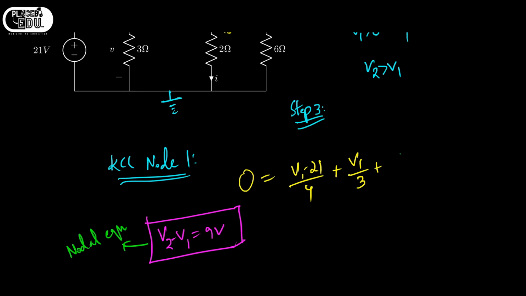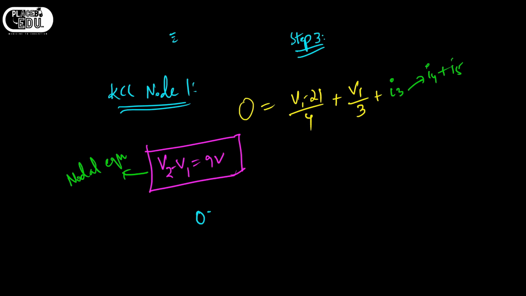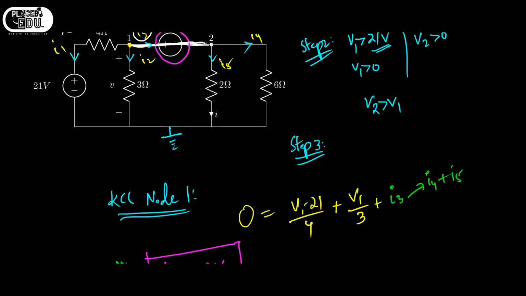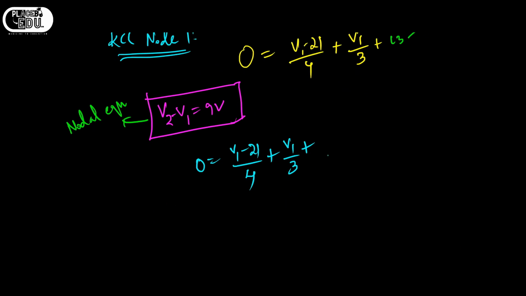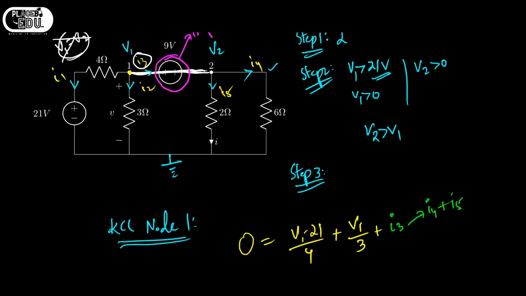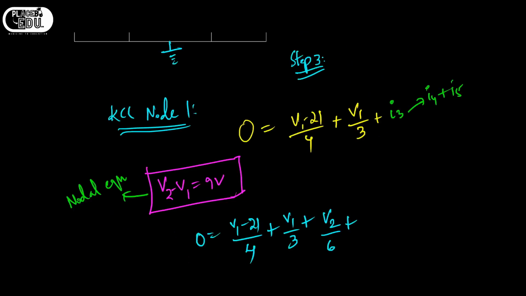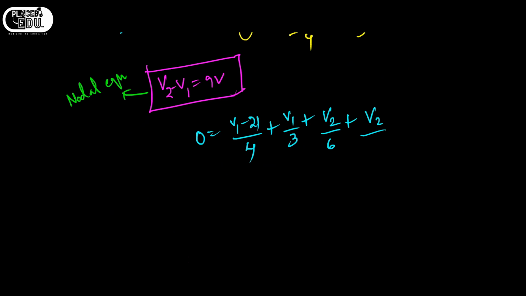So here I have I3, which is equal to I4 plus I5. Here 0 is equal to (V1 minus 21)/4 plus V1/3, and I3 can be written as I4 plus I5. So what is I4? I4 is nothing but V2 by 6. So I am writing here I4 as V2 by 6 and I5 as V2 by 2. Okay, V2 by 2.